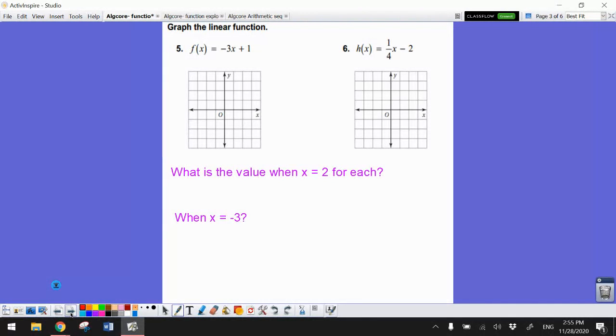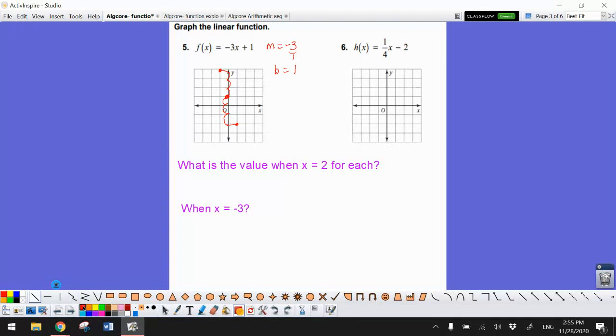Let's do some graphing of our functions and use that to kind of help us read the graph. So f of x equals negative 3x plus 1. Well, we know that our m would be negative 3 over 1, and our b would be 1. So I'm starting at 1. And negative 3 over 1, so 1, 2, 3, and over 1. And my line, let me draw a decent line here, is going to be coming right through those points.